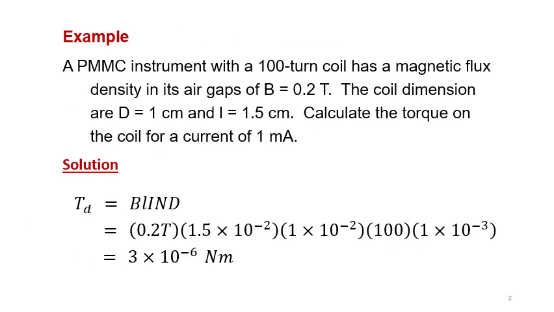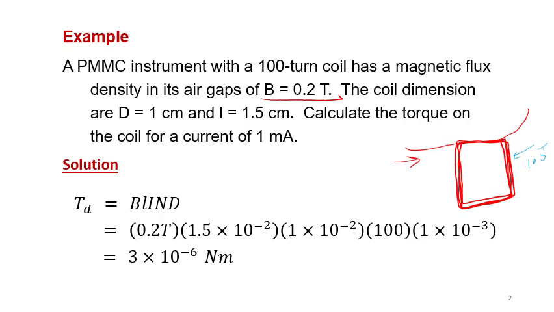Example on the torque generated. He's saying here a PMMC instrument with a 100 turn coil has magnetic flux density in the air gap of B equal to 0.2 Tesla. So we have a coil. Usually the coil is having this shape, a rectangular shape with two sides. It's a coil. So this is the current, and the current is going to go out. So the number of turns here are 100.